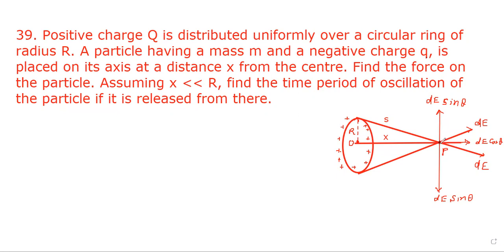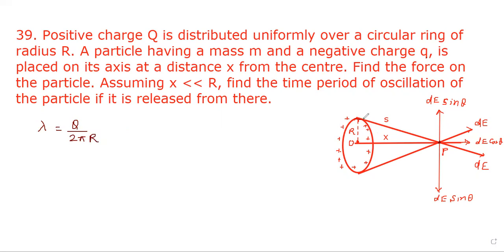So let's find out the electric field at this point first, and then we will apply F equal to qE, and finally we will find out time period. So we consider this charged ring where charge Q is distributed over its circumference. So we can say charge per unit length lambda equal to Q divided by 2 pi r.